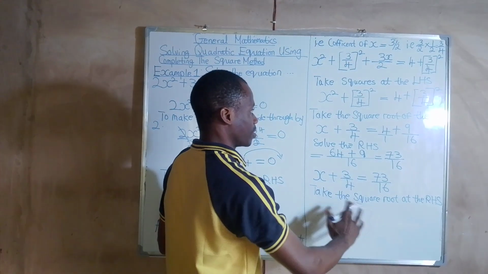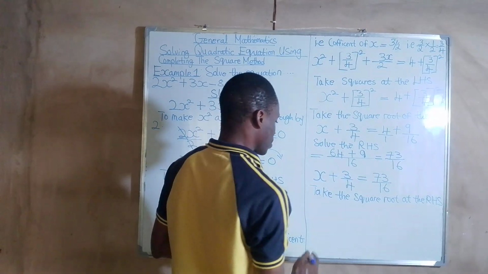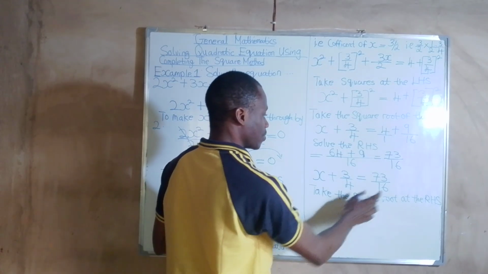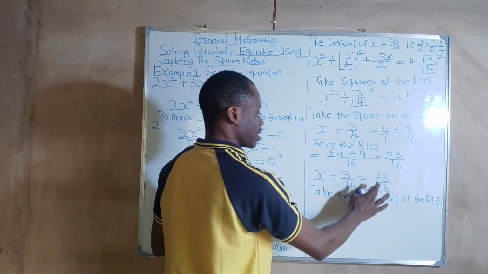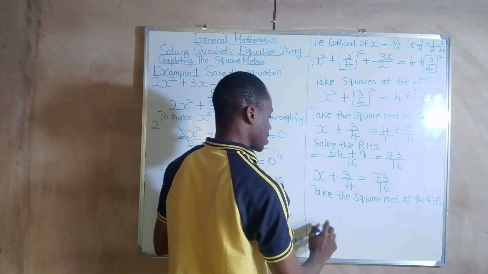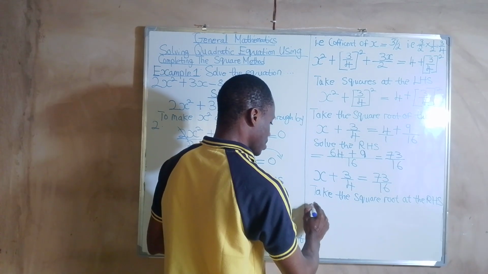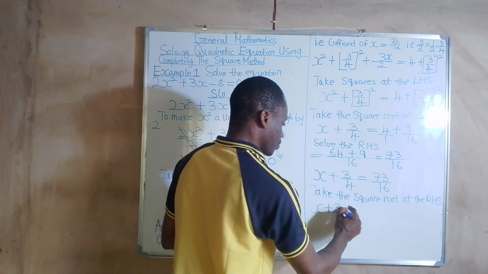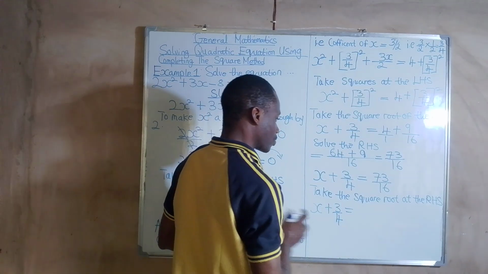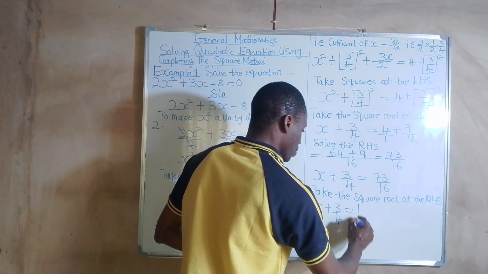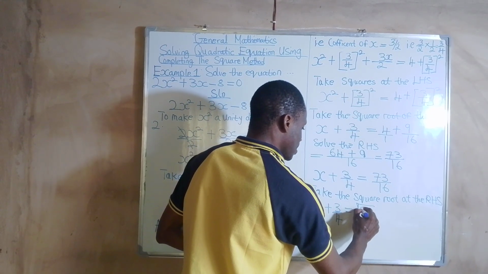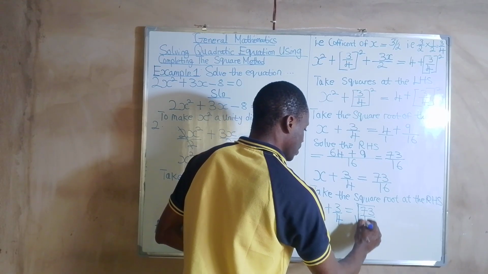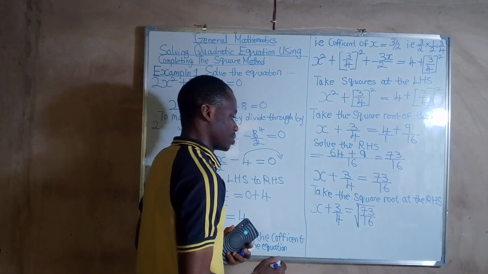And the board is not that wide. So take the square root at the right hand side. We have done that of the left hand side. Now let's do that of the right hand side, which is this place. So we'll now say x plus 3 over 4 is equal to the square root of 73 over 16, right?